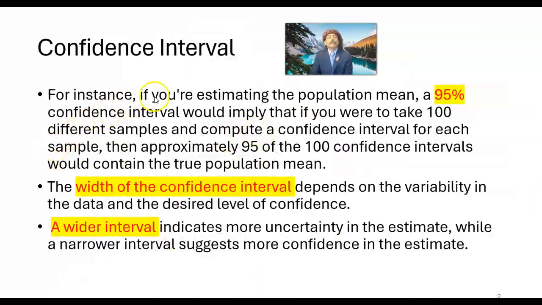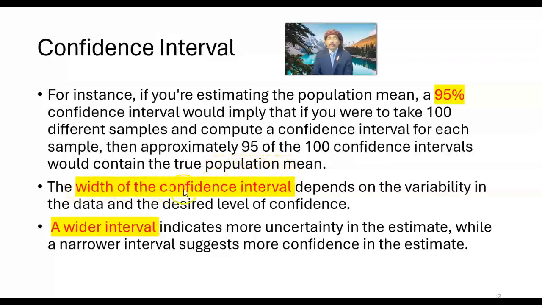For instance, if you are estimating the population mean, a 95% confidence interval would imply that if you were to take 100 different samples and compute a confidence interval for each sample, then approximately 95 of the 100 confidence intervals would contain the true population mean.